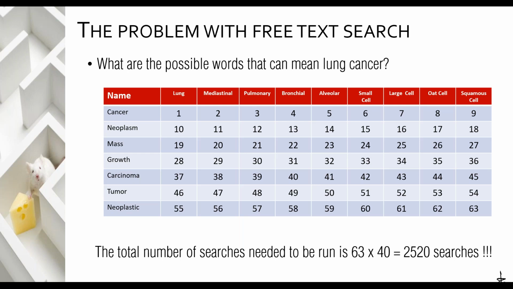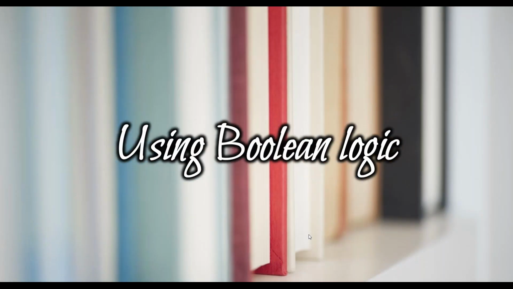And if I'm going to do a search, as you can see here, each row contains 9 different terms, and I have 7 rows. So if I really want to search for all the terms that lung cancer can be written with and the different combinations, I'm going to be doing 2,500 searches, which is not going to be done, obviously. So how do we solve this problem? Well, this is what you're here to learn.